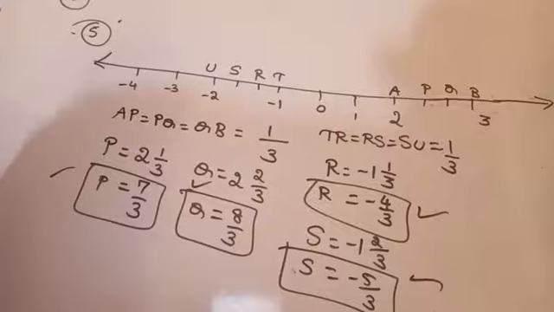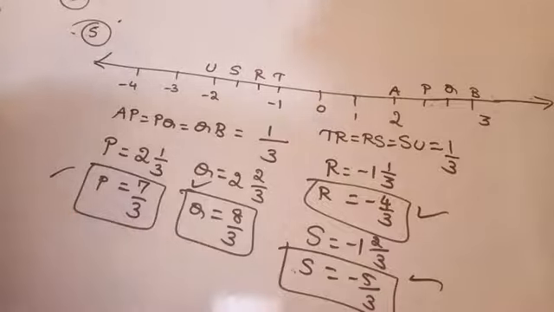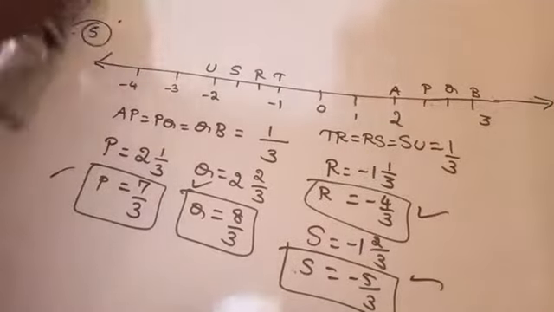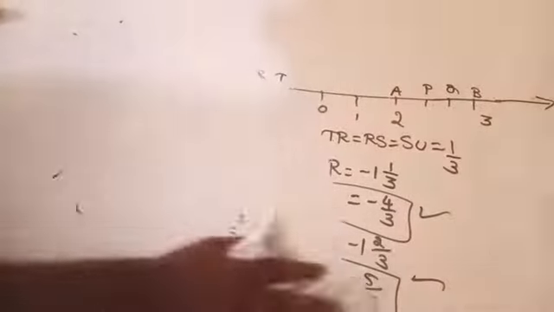Shall we move to the next question now? Question number 6. Check which of the following pairs represent the same rational number. It's very simple. Just reduce into the lowest form. Otherwise, if the given two fractions are equivalent, then the rational numbers are the same. Otherwise, not the same.